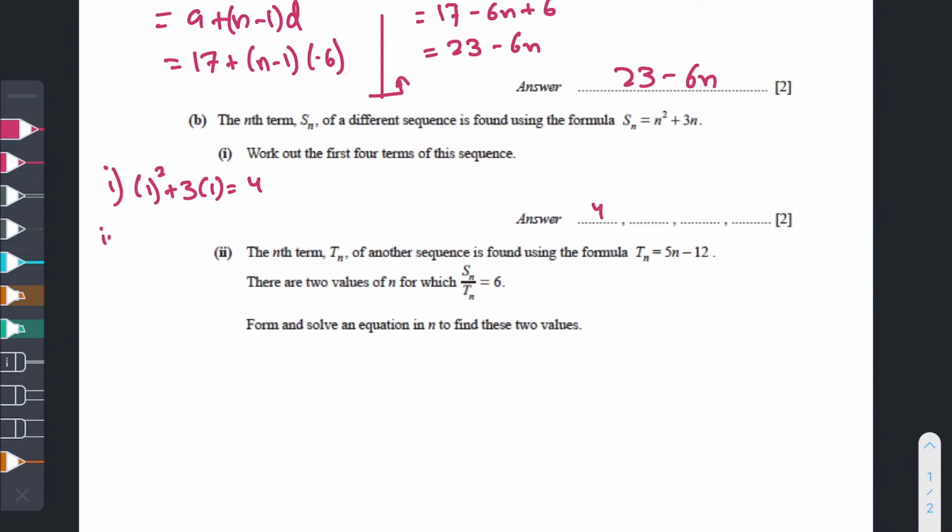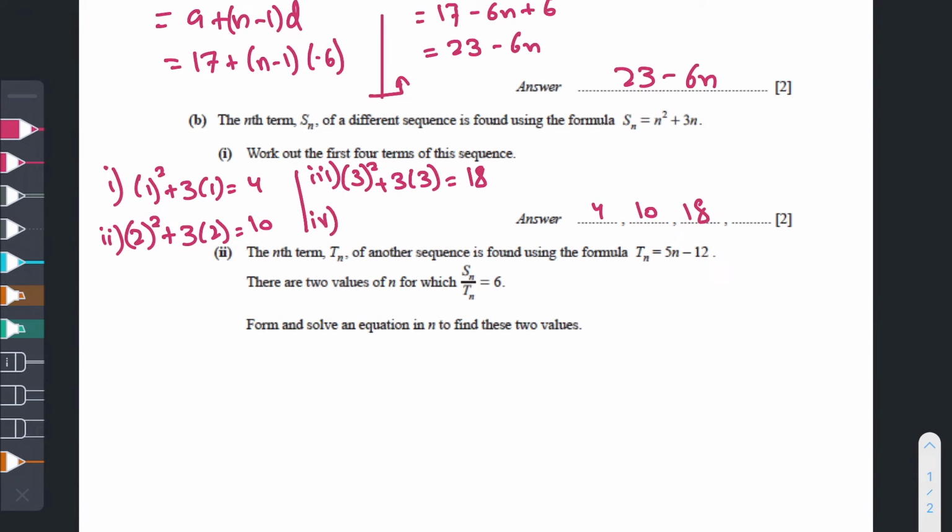The second term of this sequence, where you plug in 2 in place of n, you do 2 squared plus 3 times 2. 2 squared is 4. 4 plus 6. This gives you 10. So the second term is 10. The third term is where you plug in 3 in place of n. You square this and you do plus 3 times 3. So this gives you 9 plus 9, this gives you 18. So the third term is 18.